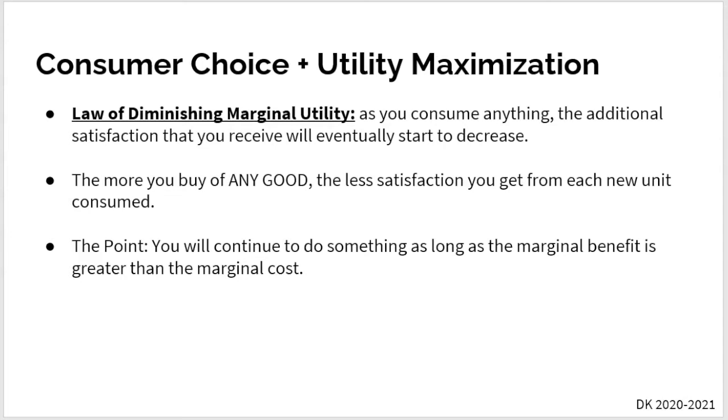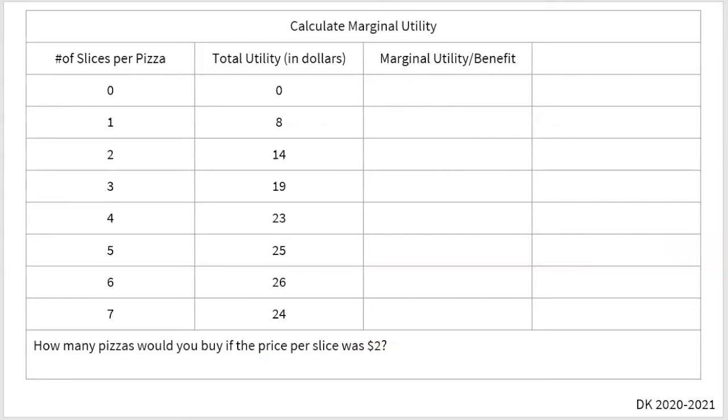And so what's the point? Well, the point is what we talked about in our last video, right? You are going to do something as long as the marginal benefit is greater than the marginal cost. In fact, you're going to consume goods up to the point where marginal benefit equals marginal cost. And so here, let's look at a table. So let's calculate marginal utility.